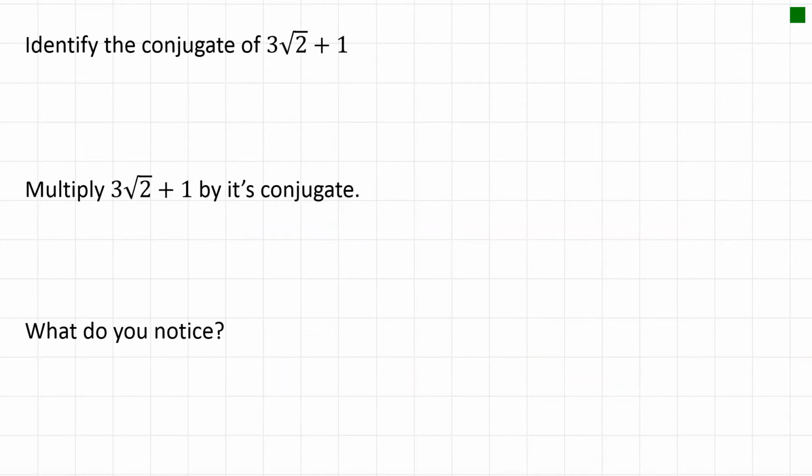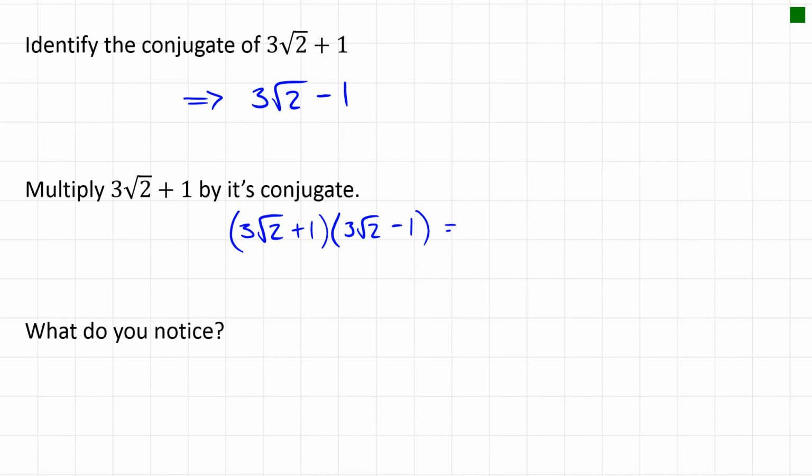Okay, let's do this again. 3 root 2 plus 1. The conjugate is going to be 3 root 2 minus 1. All we have to do is reverse that sign in the middle. Now we're going to multiply 3 root 2 plus 1 by its conjugate, so that would be 3 root 2 minus 1. And just be careful as you're going through this.